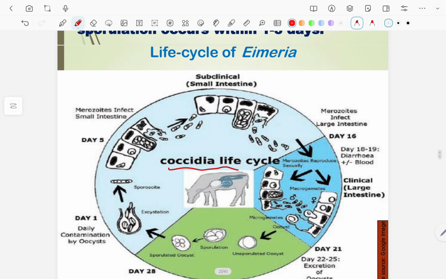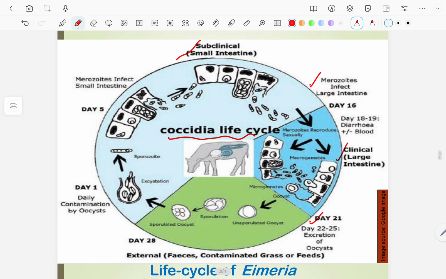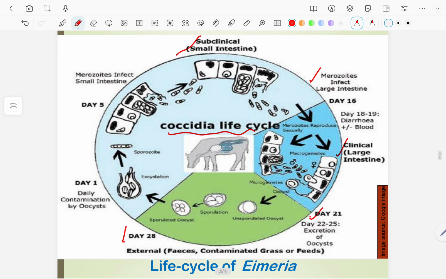Coccidia life cycle. Day 1: daily contamination by oocysts. Day 5: merozoites infect small intestine, subclinical. Merozoites infect large intestine. Day 16: clinical, large intestine. Day 21: excretion of oocysts. Day 28.